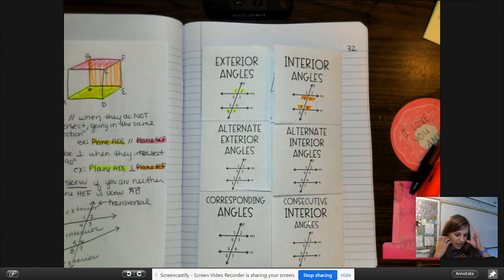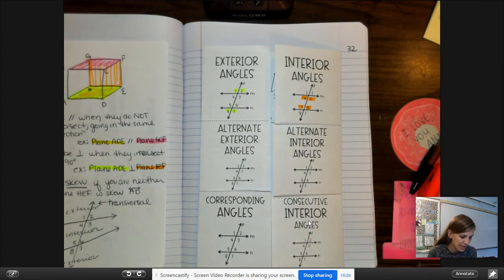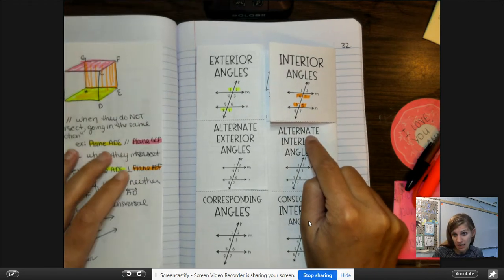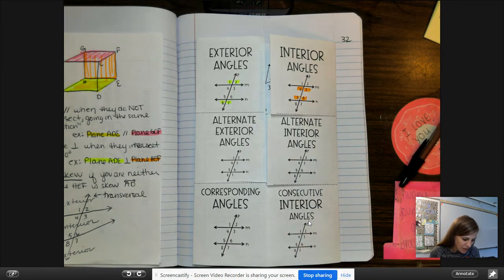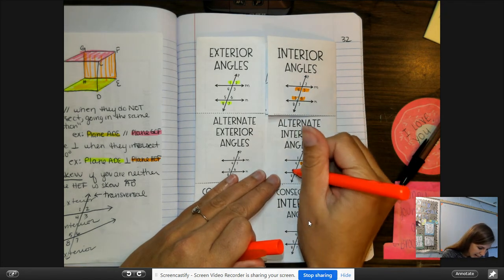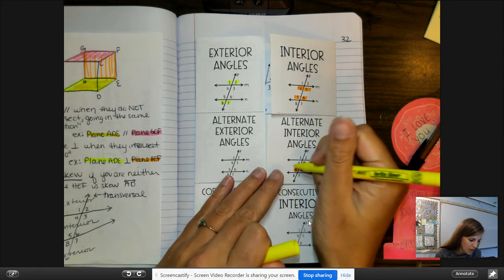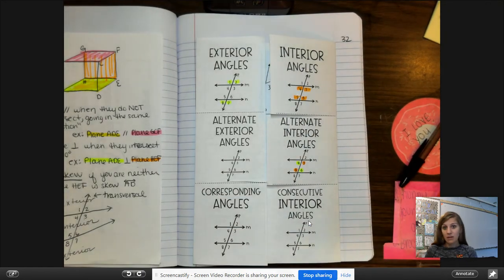And so when we're talking about interior angles, we could specifically talk about interior angles that are alternate of each other, so on opposite sides. So 3 and 5 would be a pair of alternate interior angles. 4 and 6 would be a different pair of alternate interior angles.